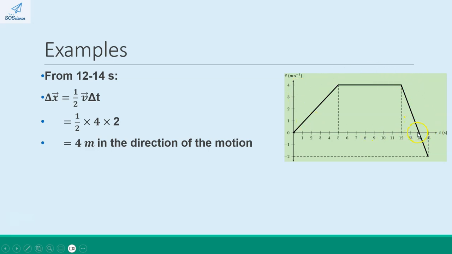For the last second, from 14 to 15 seconds, we're in the fourth quadrant. We're going to get a negative answer. You're going to see that the calculation is going to produce a negative answer. What is actually happening here? The velocity of the truck starts at 0 at 14 seconds, and it is speeding up to 2 meters per second. So it is speeding up, but it is speeding up in the negative direction.